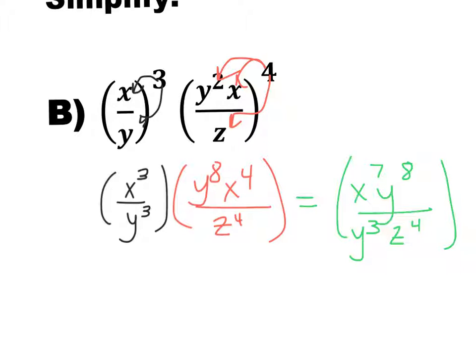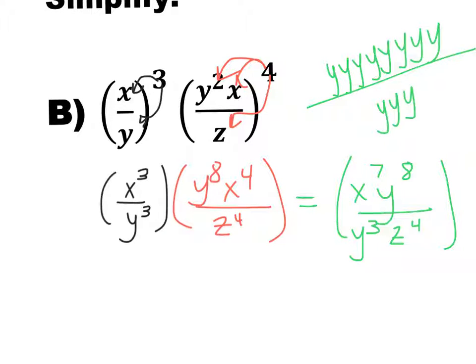Now I look and I say, okay, I've simplified the numerator and simplified the denominator. Is there anything in the numerator and in the denominator that's the same? Y's, right? What do I do when I'm dividing the same base? Subtract. Because think about it: 1, 2, 3, 4, 5, 6, 7, 8. 1, 2, 3. If I have 8 on top and 3 on the bottom, what can I do? I can cancel out 3 of them, right? What am I left with? 5. So my answer is x to the 7th, y to the 5th, over z to the 4th.